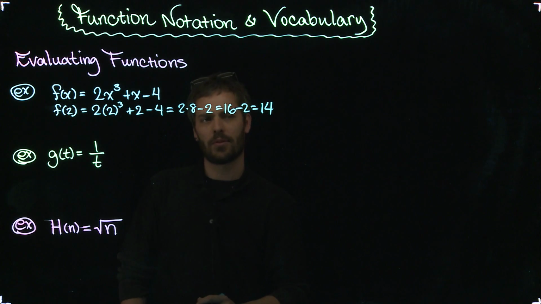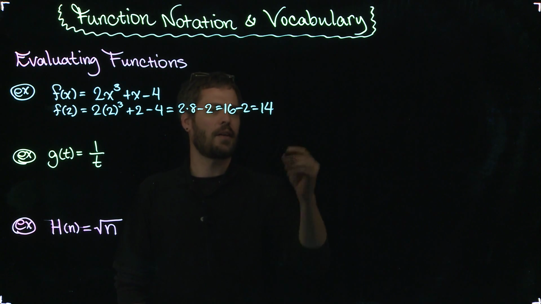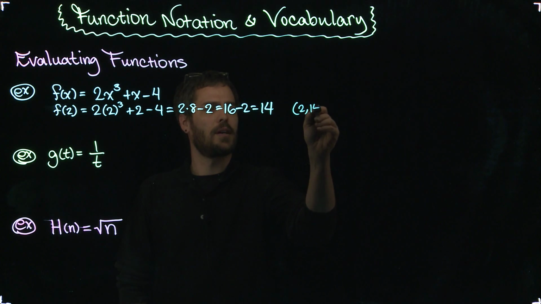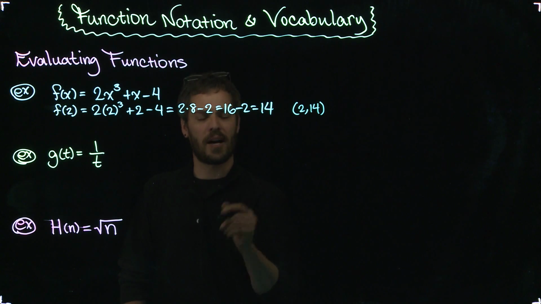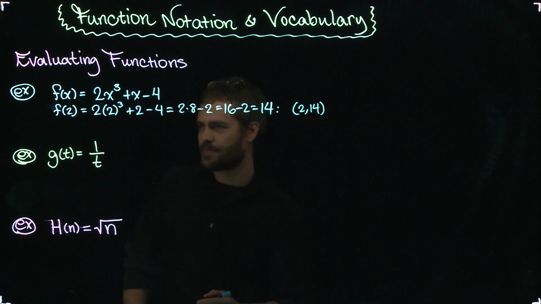That actually is an ordered pair. So this input is related to that output in specific. I can call that ordered pair if I want. 2, comma 14. And you might recognize that from your typical XY point on a graph. And so we'll talk about that here in a little bit.